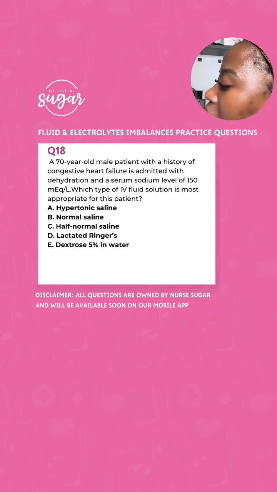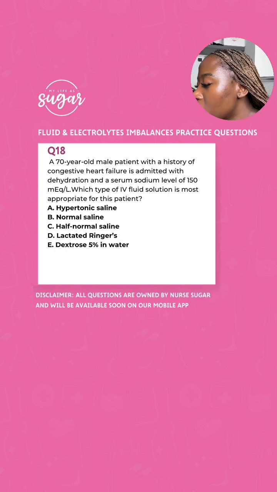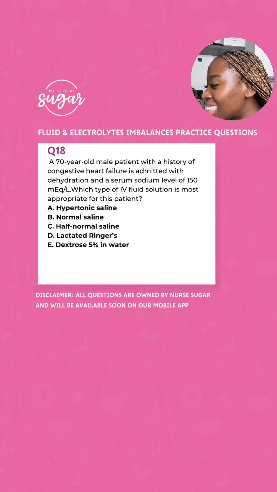A 70-year-old male patient with a history of CHF, admitted with dehydration, and the sodium level is 150. What type of IV fluid would you administer to this patient? A. Hypertonic solution. B. Normal saline. C. Half normal saline. D. Lactated Ringer's. E. Dextrose 5%.